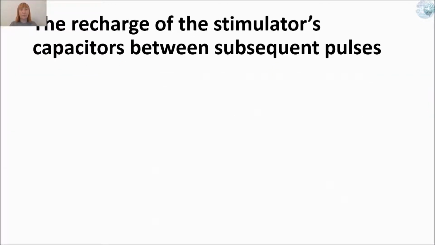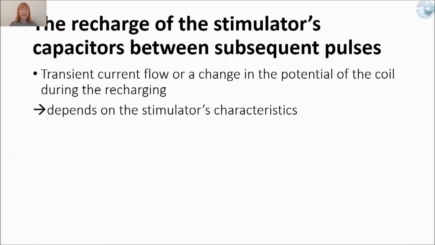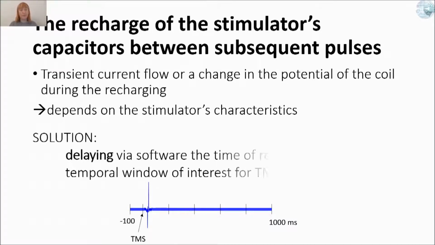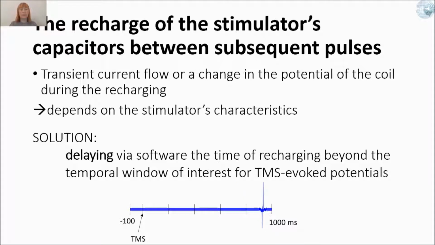Where does it come from? Well, the stimulator's capacitors need to be recharged between subsequent pulses. In case there is a transient current flow or a change in the potential of the coil during the recharging, this artifact appears in the EEG, and its duration and waveform strongly depend on the stimulator's characteristics. Since the stimulator's capacitors typically recharge immediately after pulse delivery, the solution to get rid of this artifact is to delay via software the time of recharging beyond the temporal window of interest for TMS evoked potentials.